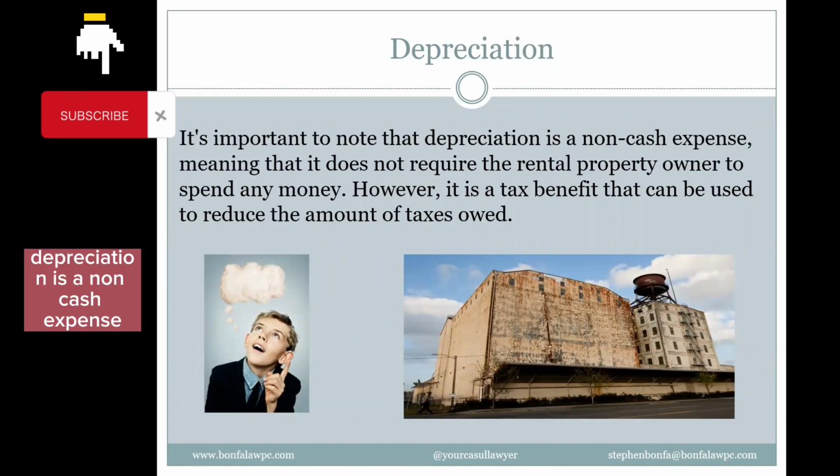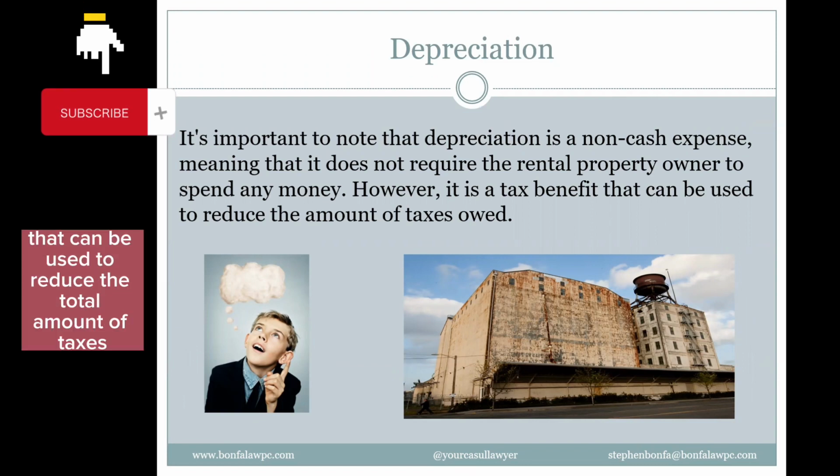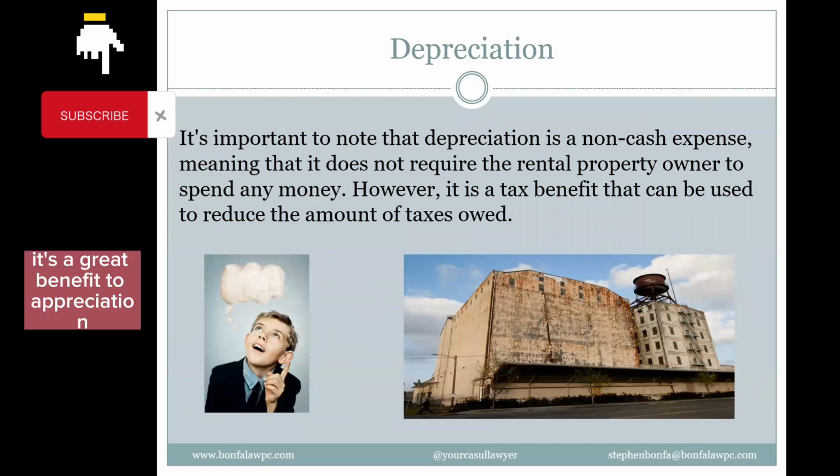Depreciation is a non-cash expense. This means it does not require the rental property owner to spend any money. It is a tax benefit that can be used to reduce the total amount of taxes owed. So it's a great benefit, depreciation.